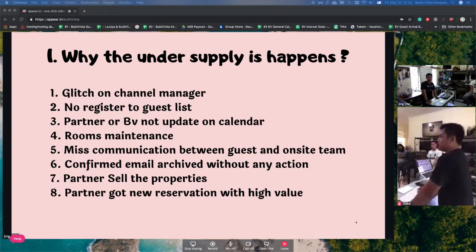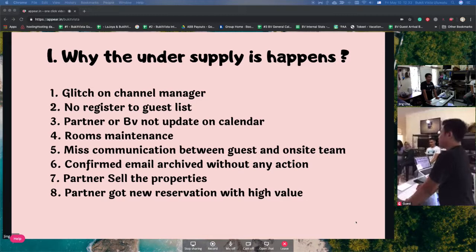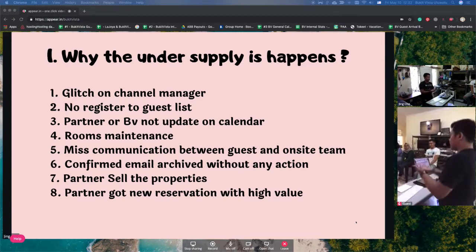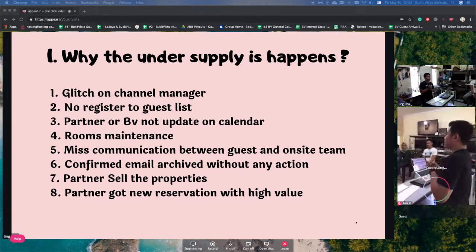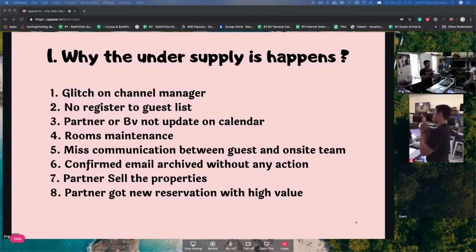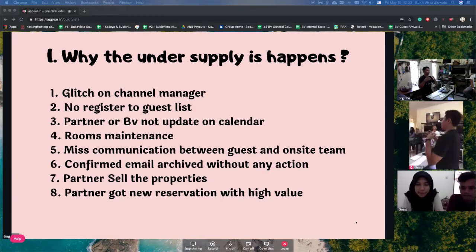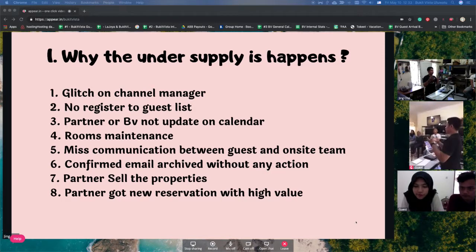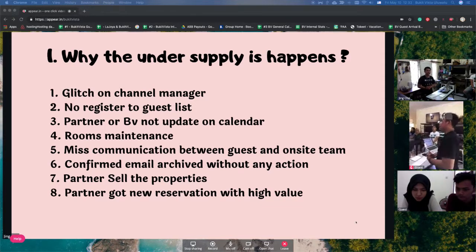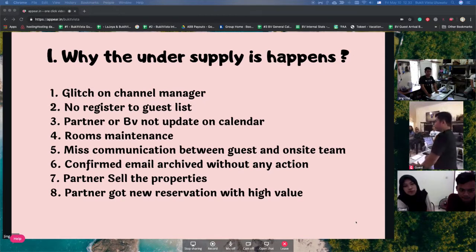The third one is the partner not updating the calendar. Sometimes the partner forgets to update the calendar. Also sometimes we forget to update it, because the owner tells us in the WhatsApp group, but no one responded or everybody skipped it. So no one updates the calendar, and then the instant book comes, and it's a double booking. That's some of the undersupply sources.